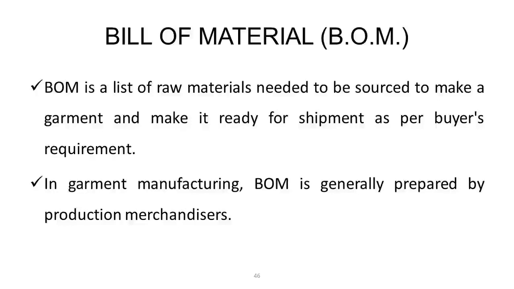In garment manufacturing, bill of material is generally prepared by production merchandisers. So every merchandiser who gets an order has to make the bill of material. And the bill of material is a list of all the raw material required. So when you're making the list, first you put on the serial number and you write down the names of all the materials which will go into the making of a shirt and shipping.